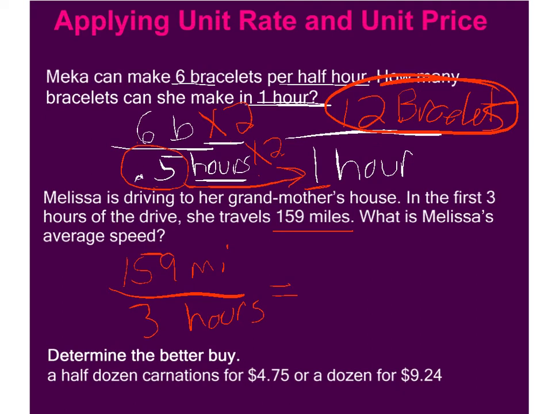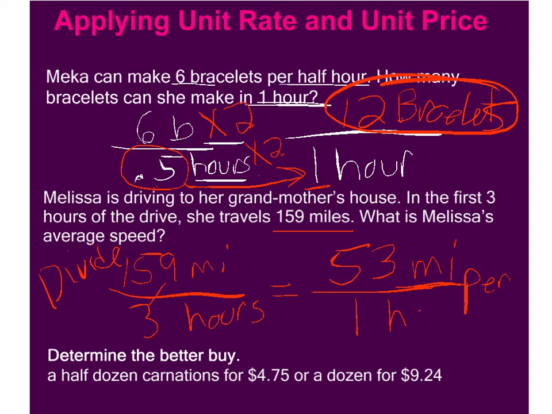So remember, we're going to divide, top divided by bottom. So 3 goes into 15 5 times, 3 goes into 9 3 times. So my answer is 53, remember to label, miles per, this line means per, or you can actually write per 1 hour. It's 1 hour because what we really did was we divided the bottom by 3 and the top by 3 to reduce it.